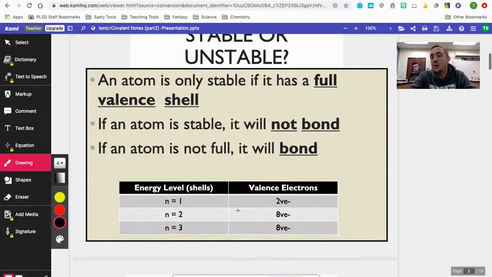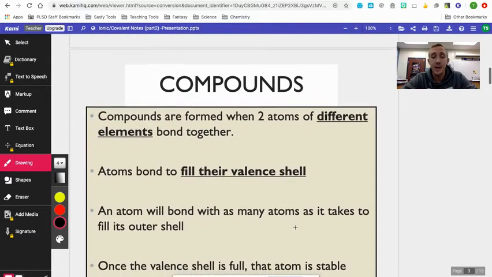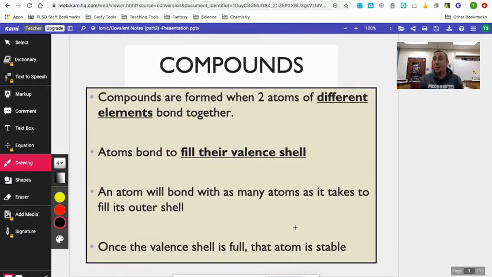Just to reiterate, energy level 1 can only hold 2 valence electrons. Energy level 2 will hold 8. Energy level 3 will hold 8. And we also follow those octet rules for energy levels 4, 5, 6, and 7 if we have elements in those. Once again, compounds are formed when two atoms of different elements bond together.